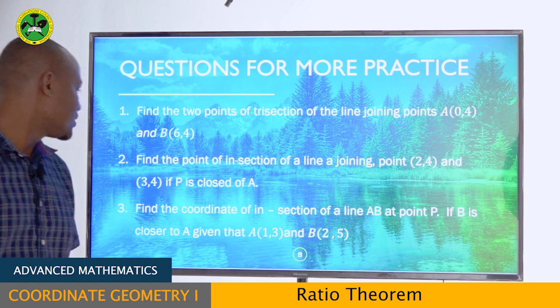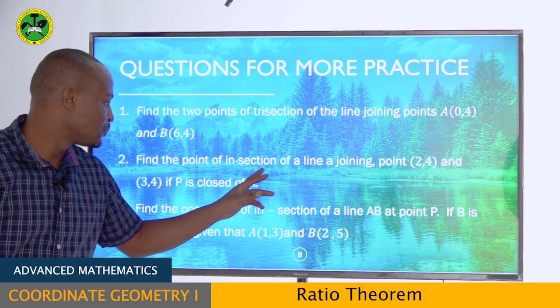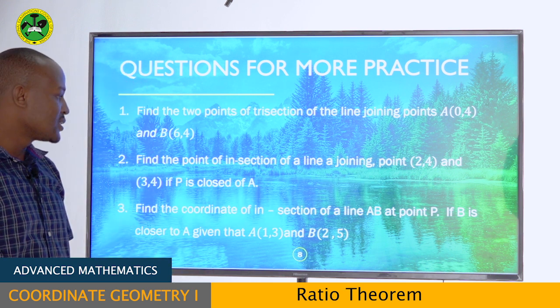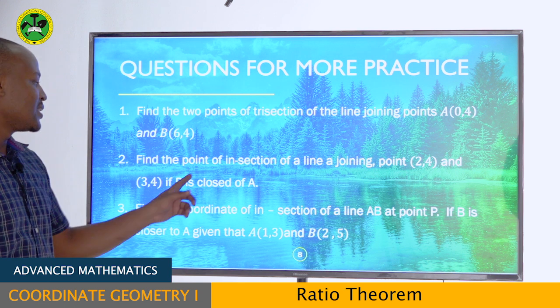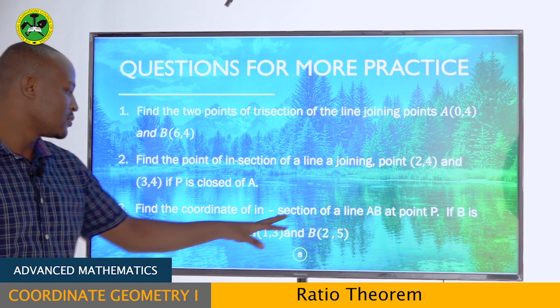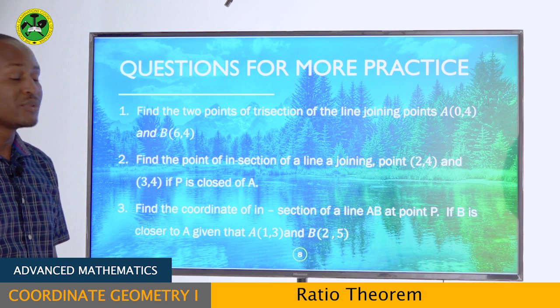And the second question says, find the point of intersection of a line joining those points. You can have those points and find the ratios. That means the midpoint of those, and then find the coordinate by those. Then it is very, very easy for you to do that.